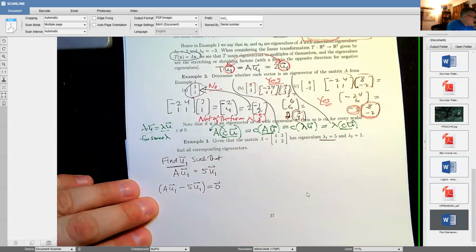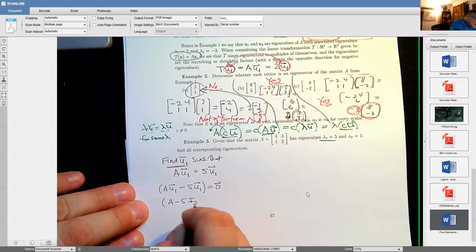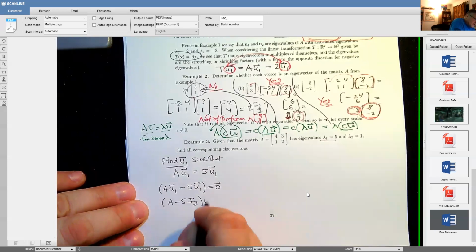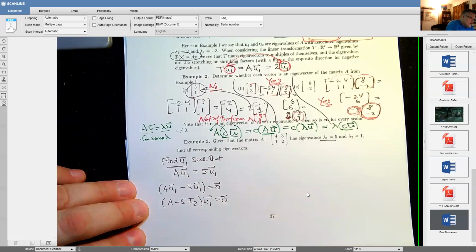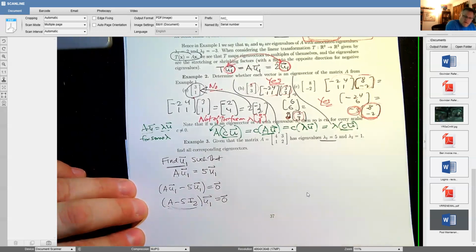Like I said, up above, I'm going to pull out the u1. So I'm going to rewrite this as A minus 5 times the identity in 2 space, or 2 dimensions rather, times u1 equals 0. But notice this is a matrix. I have a matrix times a vector equal to 0. That's a homogeneous system, right?